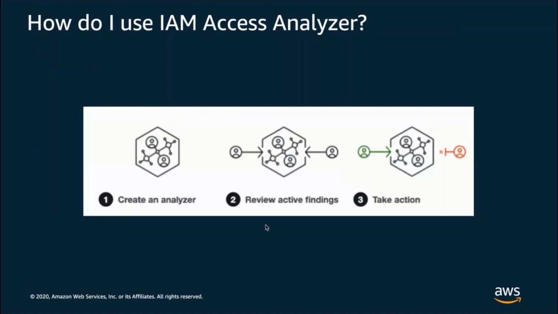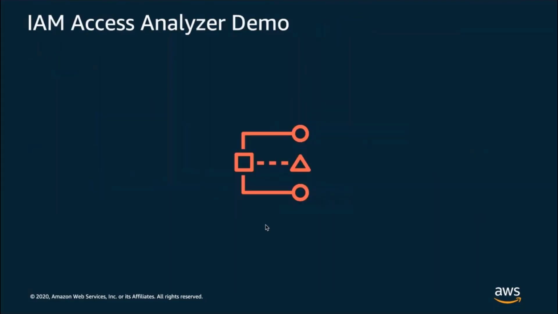And each finding includes details about the access, and you can review each finding to decide if the access is intended. If it's intended, you can archive the findings so you can focus on reviewing findings that matter to you. And if the access is not intended, you can resolve the finding by scoping down the policy to remove the access to the resource. So let's go to a demo to see what that looks like.